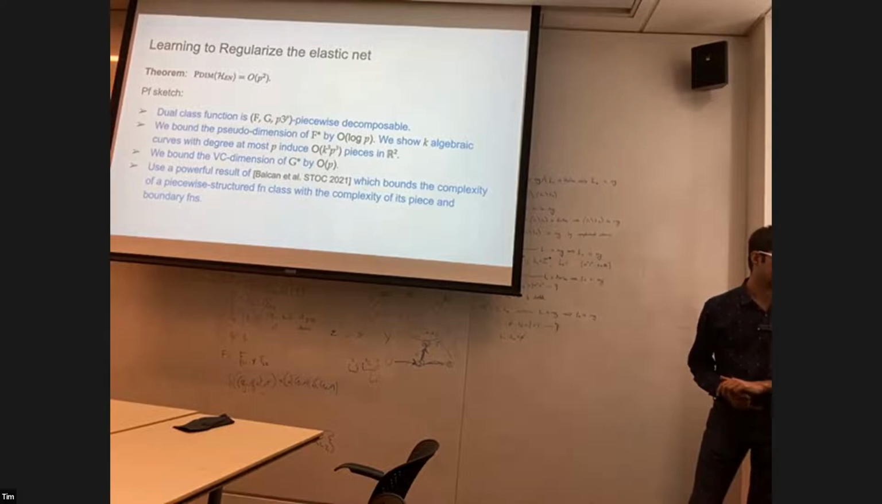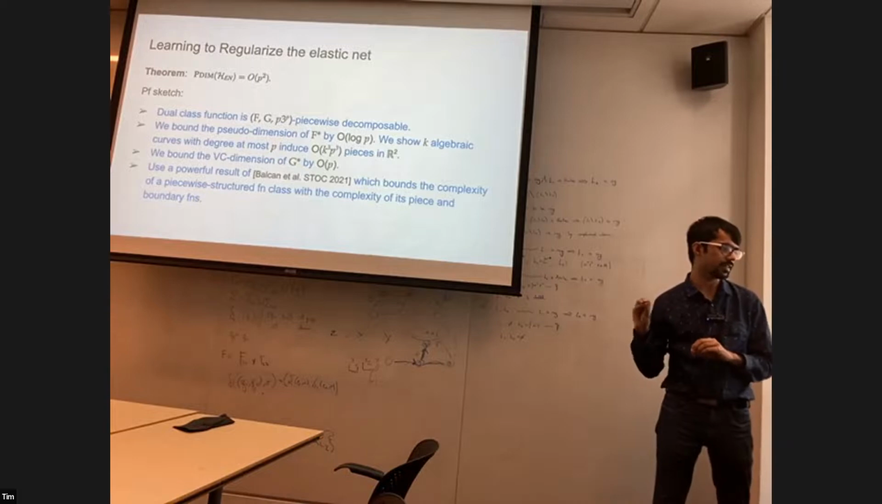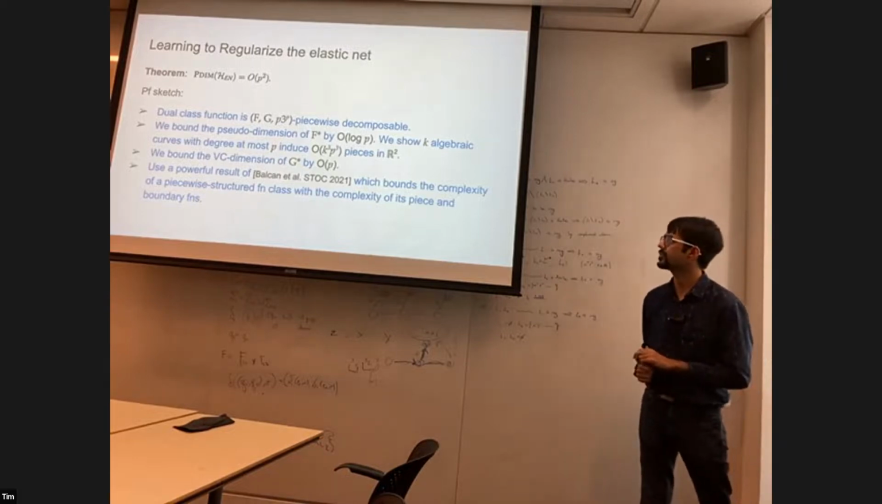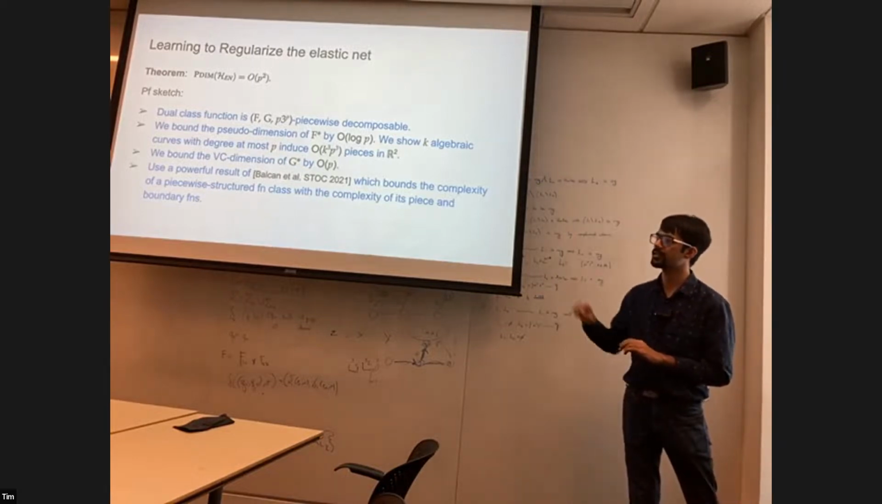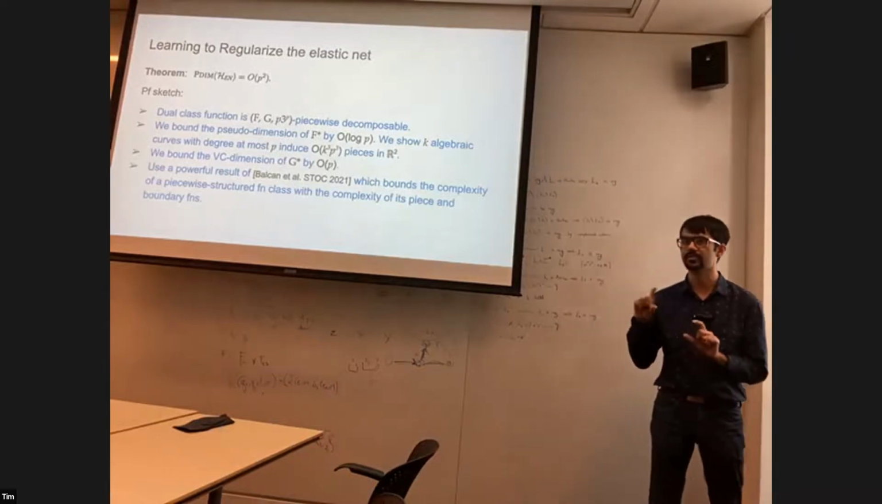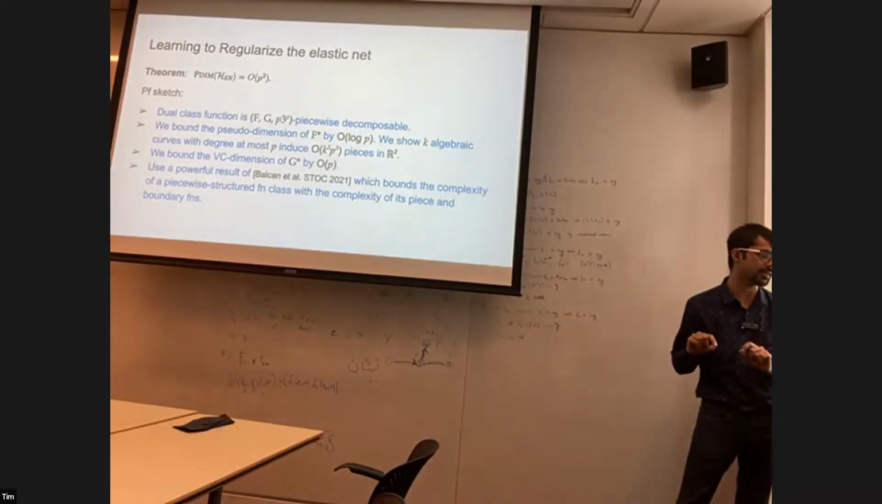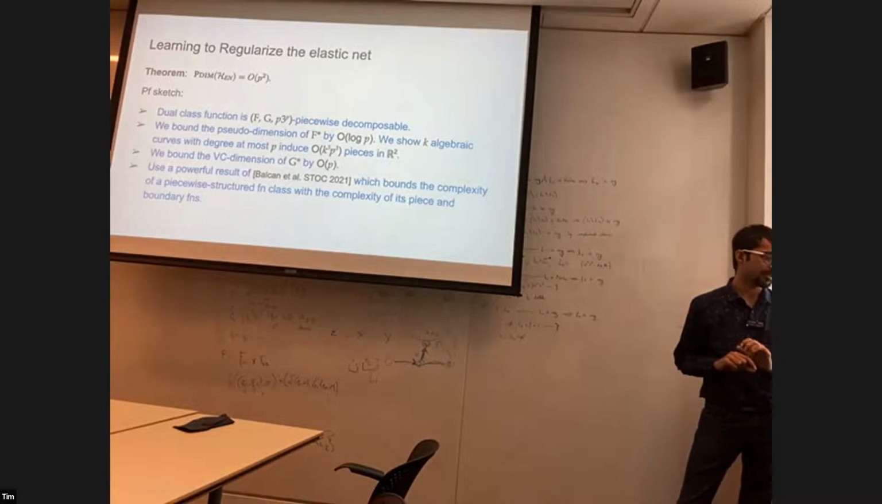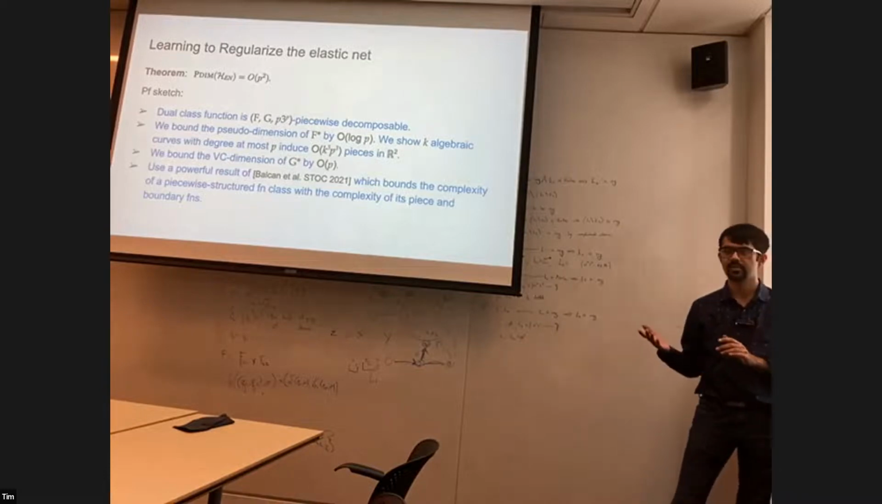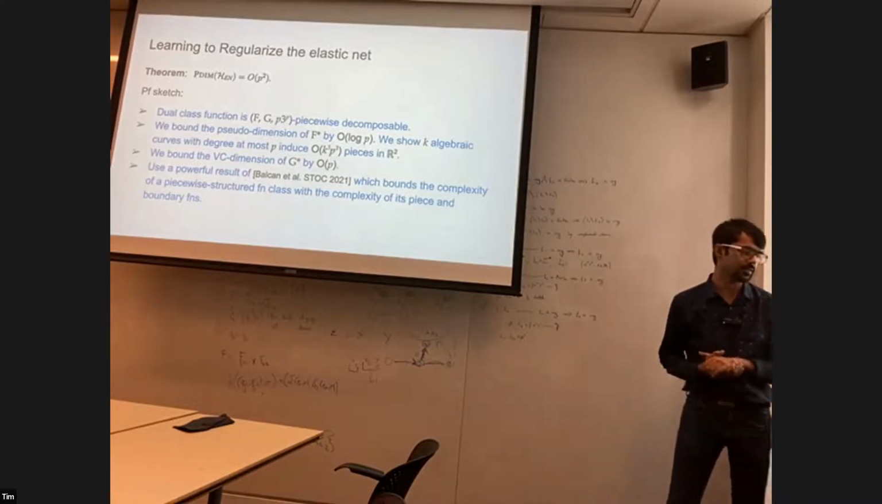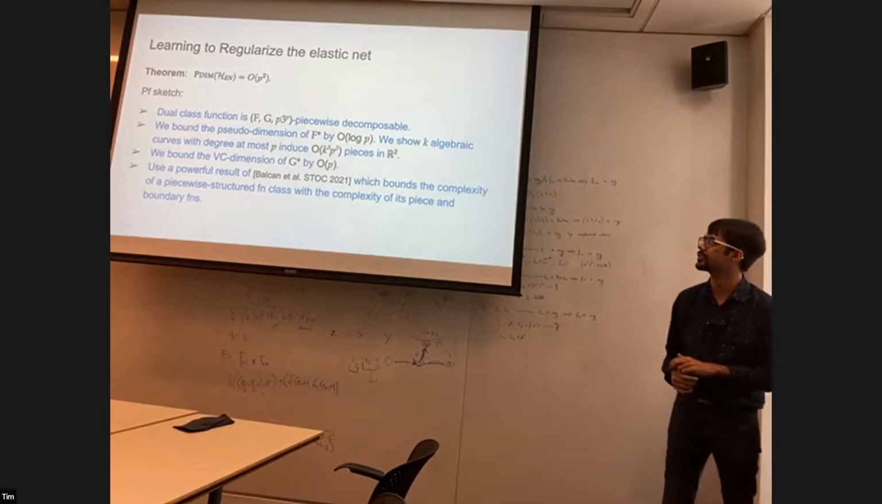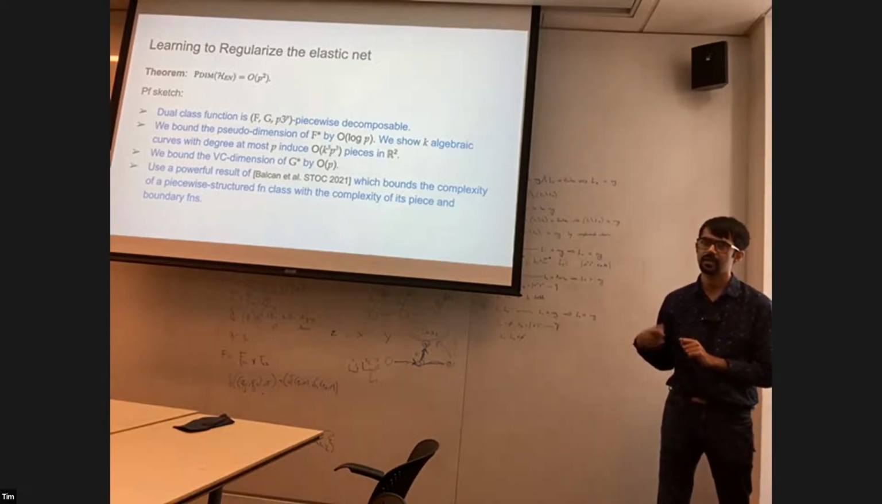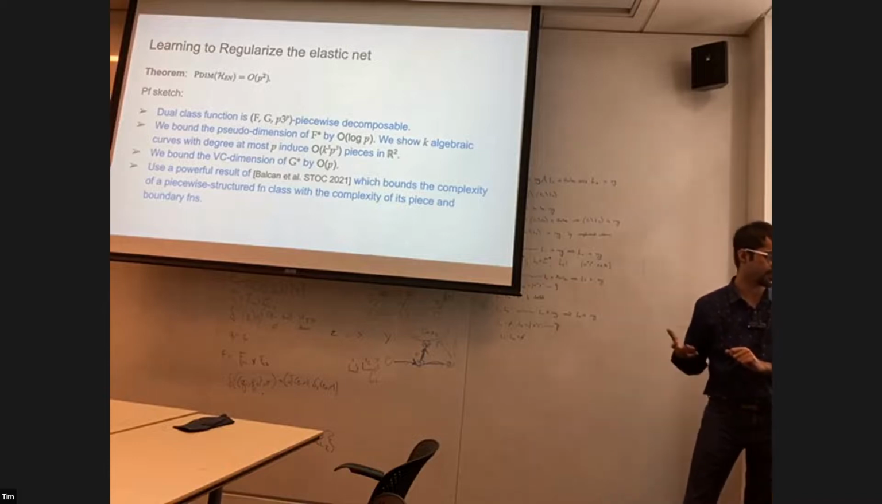We use a simple lemma which says that if you have any k algebraic curves with degree at most p, we can bound the number of pieces they induce in a 2D plane by a polynomial in p. And for pseudo dimension, you want to be able to generate all 2 to the p sign patterns, which means the maximum number of curves you can have is at most log p.